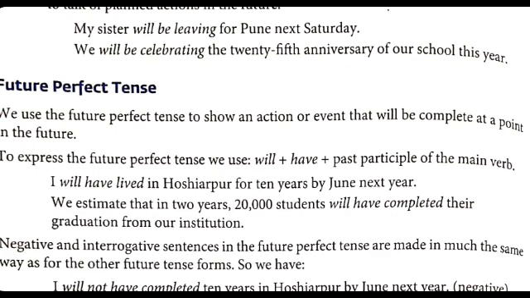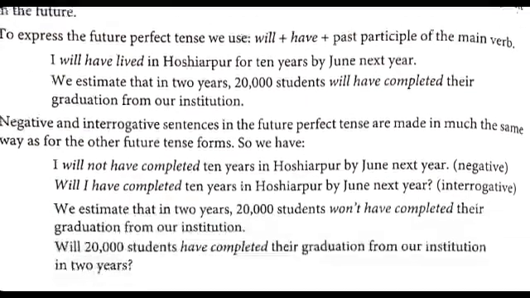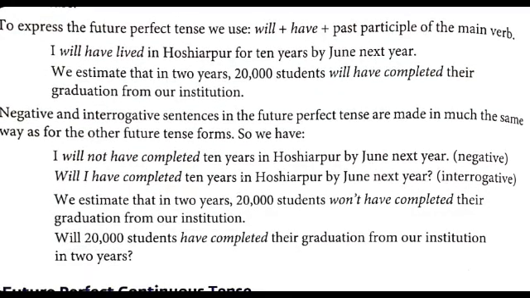For example, I will have lived in Hoshiarpur for 10 years by June next year. Now, usually past participle, in order to remember, it is the ed form of the verb, and there are sometimes irregular forms of the verbs also. Now, in order to form the negative and interrogative sentence, the future perfect tense is made in much the same way as for the other future tense forms.